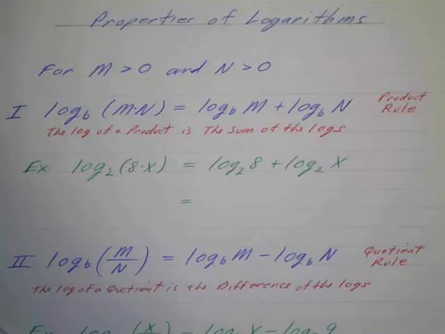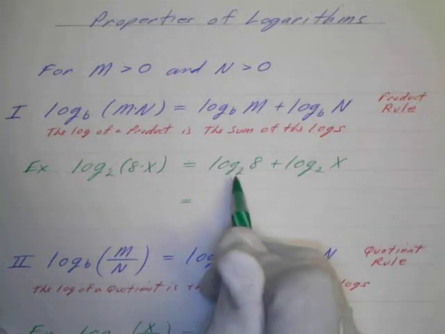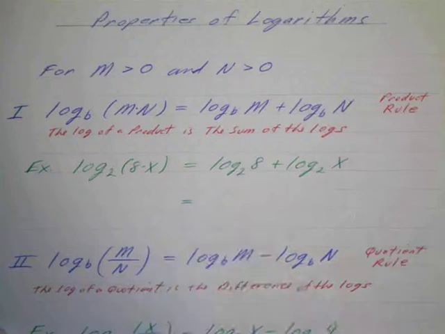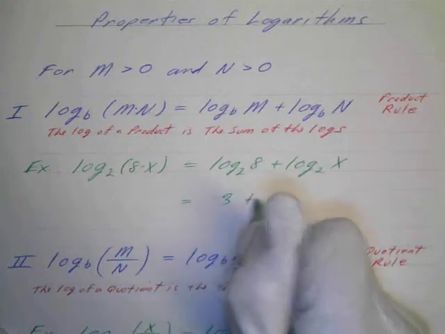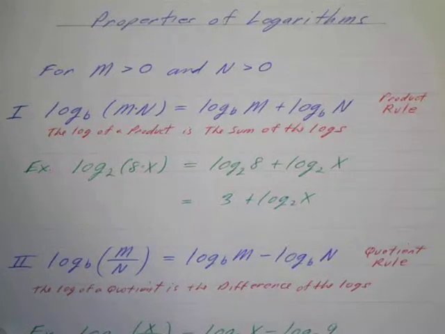Now we can simplify this a little bit more. 2 raised to what power is 8? Remember, this is the exponent that when I raise 2 to it, I get 8. So 2 to the third is 8, so we get to say 3 plus the log to base 2 of x. So we can simplify that even more.